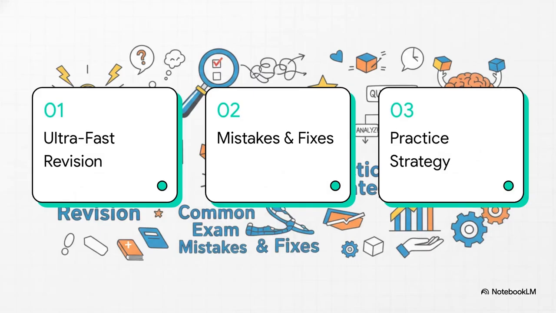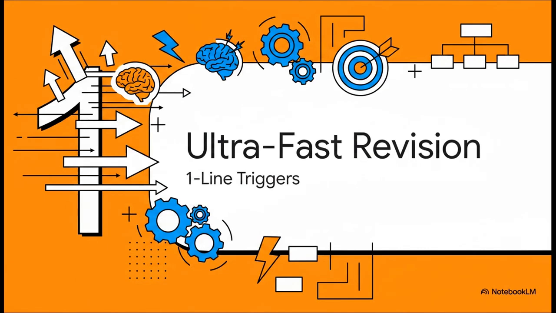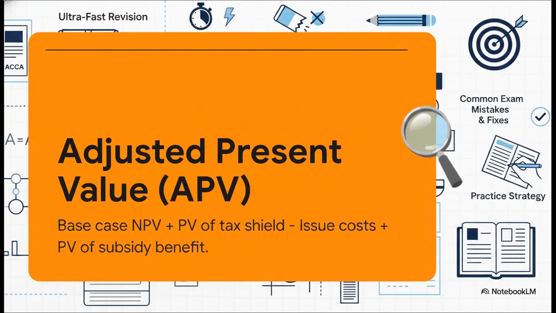So here is our 3-step game plan to get you exam ready. Number 1, ultra-fast revision. Number 2, common exam mistakes and fixes. And number 3, practice strategy. Let's kick things off with Section 1, ultra-fast revision. All right, shift your brain into top gear right now. No more long paragraphs. We are hardwiring one-line triggers into your mind so they fire off automatically.